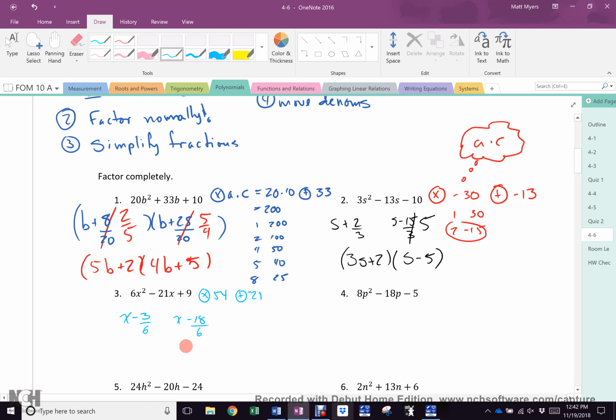Now what? Simplify. 1/2, 3, right? Now what? Denominator to the front, 2x minus 1, x minus 3. Check. 2x times x is what? 2x squared. What did I need? 6. Damn it. 3 times 1 is what?